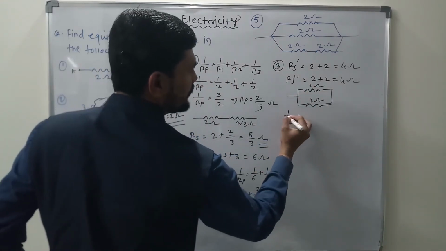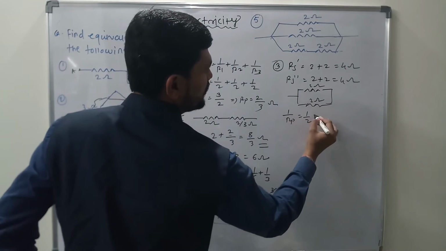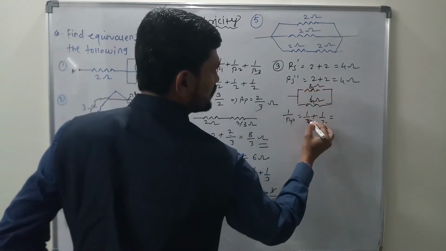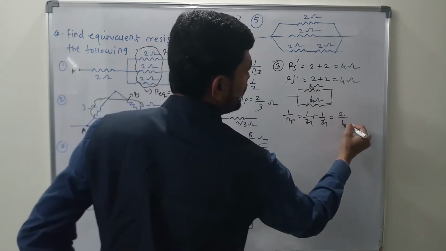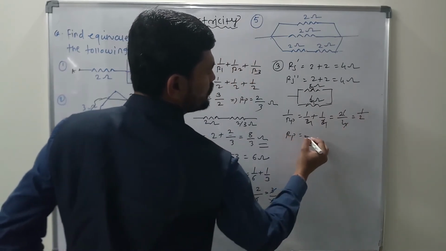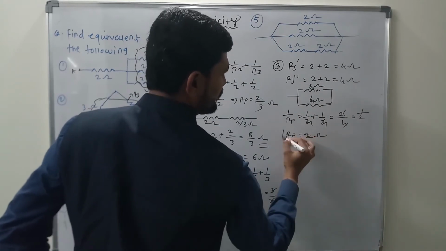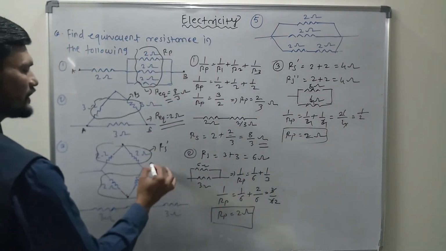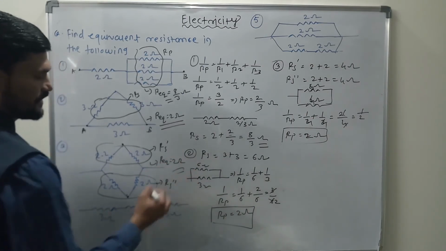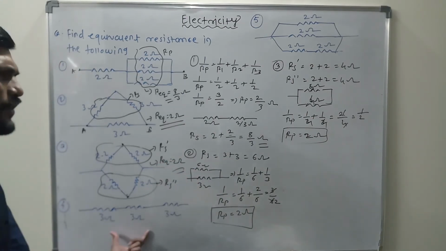Now how are they connected? Parallel. So 1 by Rp is equal to 1 by 2 plus 1 by 2. Sorry, 1 by 4. This is the 4. So how much? 2 by 4. 2 2s are 4. So what is the answer now finally? Rp is equal to what? 2 ohm. What is the equivalent there? R equivalent is equal to 2 ohm again. Clear?